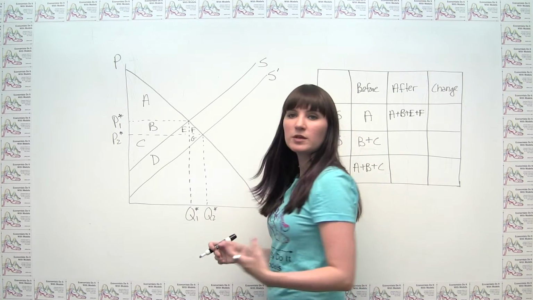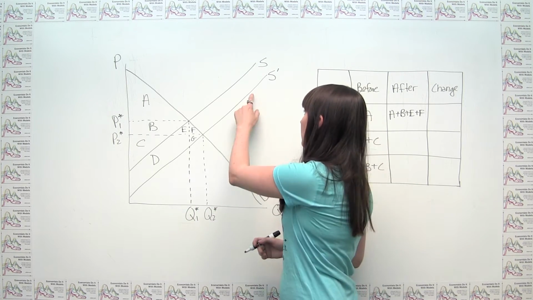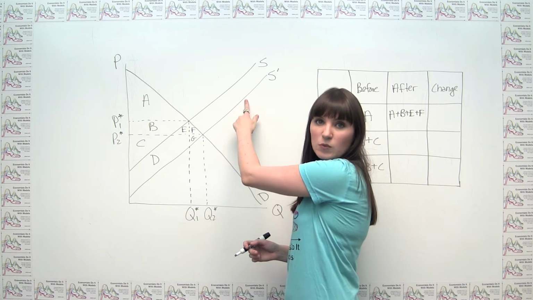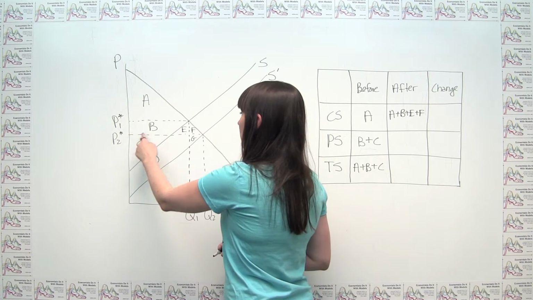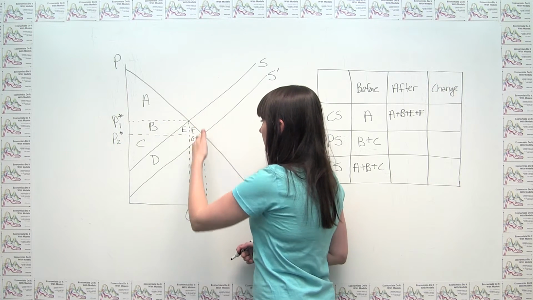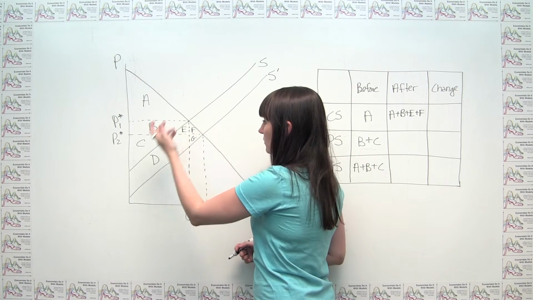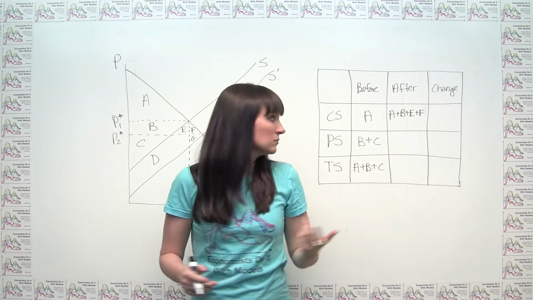Now we can think about producer surplus. Again, producer surplus is the area above the relevant supply curve. Well, now our relevant supply curve is this guy, S prime. So above this line, below the relevant price to the producer, which is now P2 star, and to the left of the equilibrium quantity. So that's going to give us C plus D plus G. Let me put that over here.